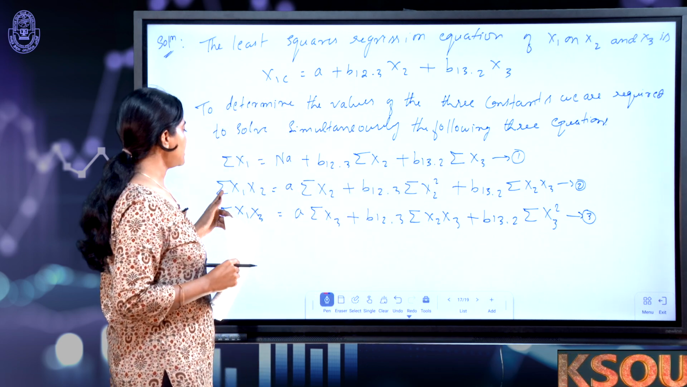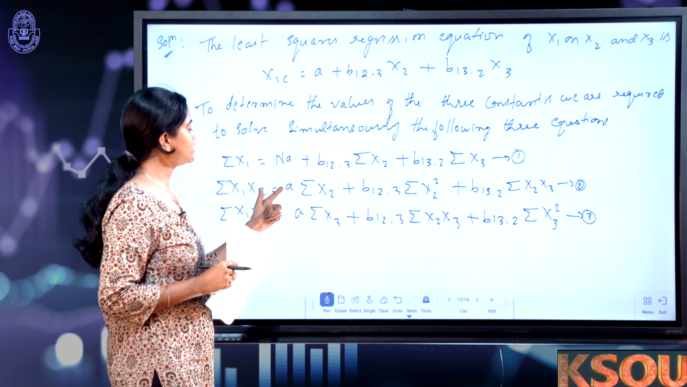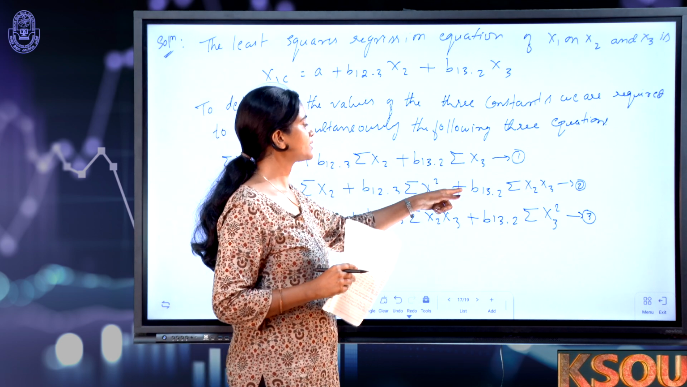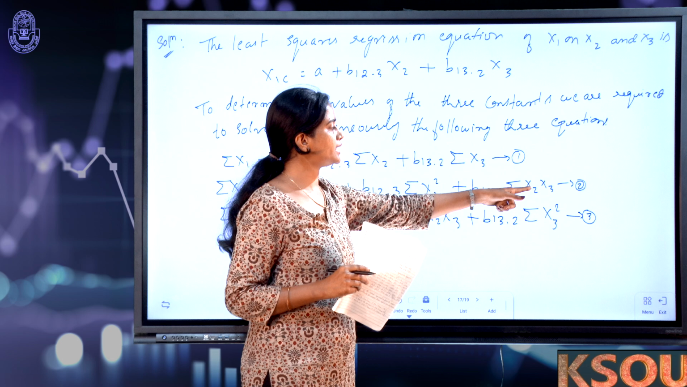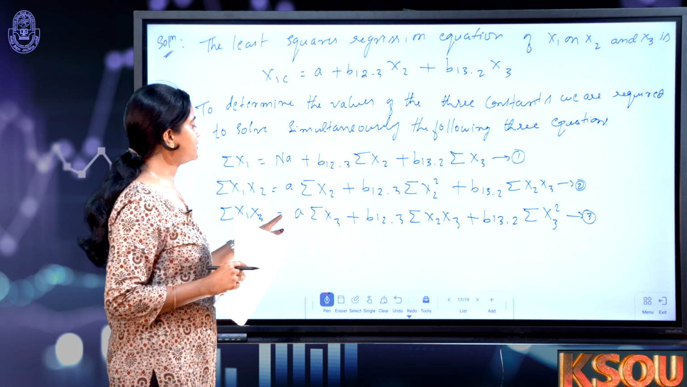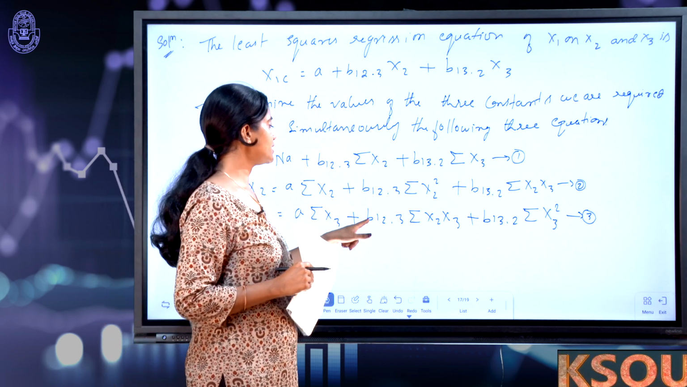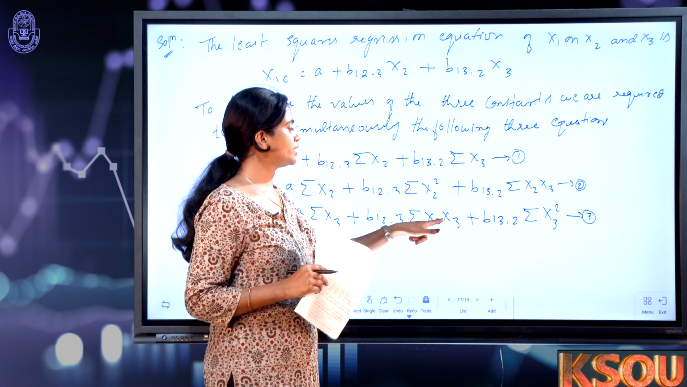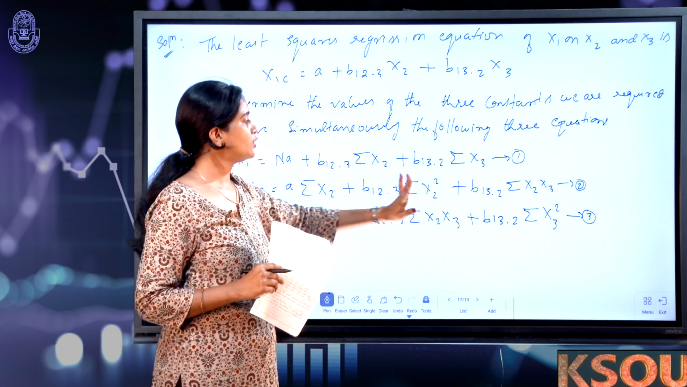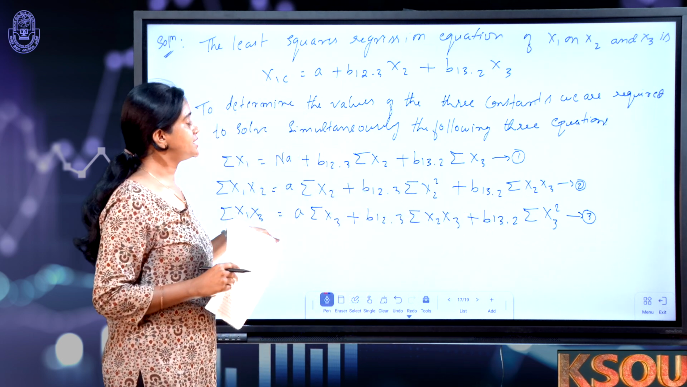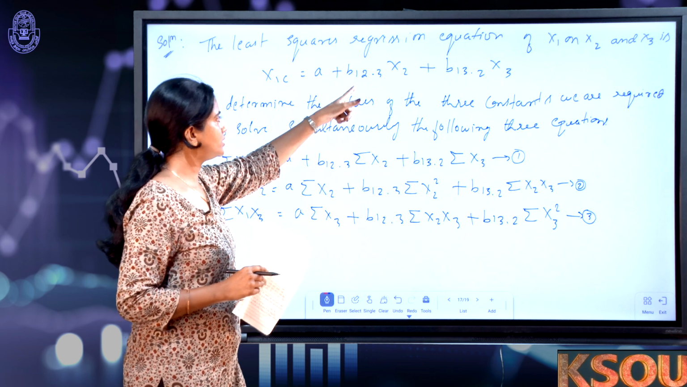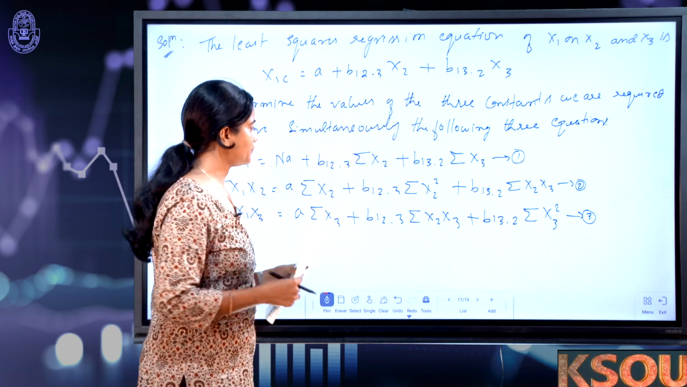Then summation x1 x2 is equal to a summation x2 plus b12.3 summation x2 square plus b13.2 summation x2 x3. Call it equation 2. Then summation x1 x3 is equal to a into summation x3 plus b12.3 summation x2 x3 and b13.2 summation x3 square. Call it equation 3. Now we will have to solve these three equations in order to get the three constant values, that is a, b12.3 and b13.2.